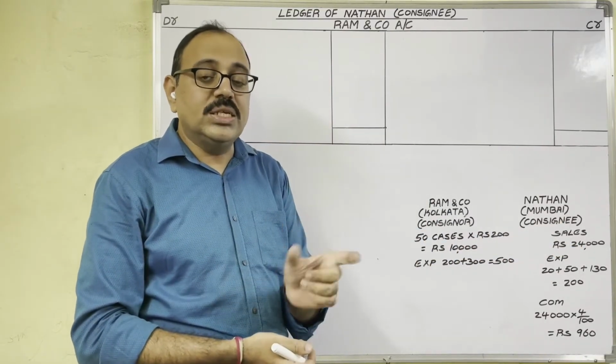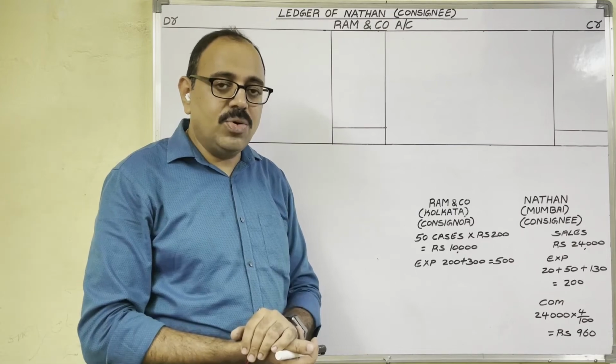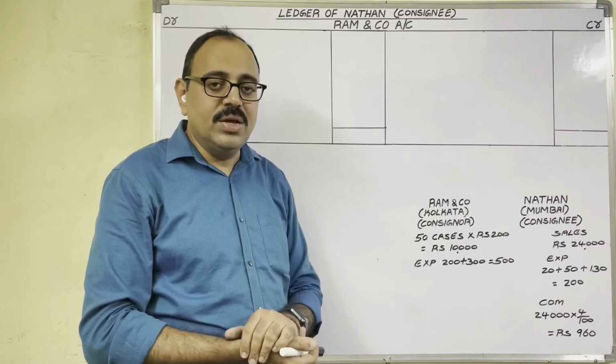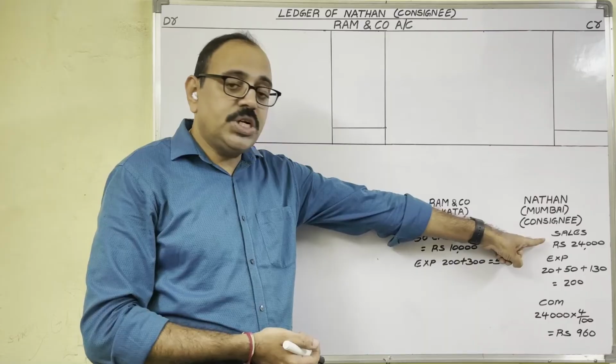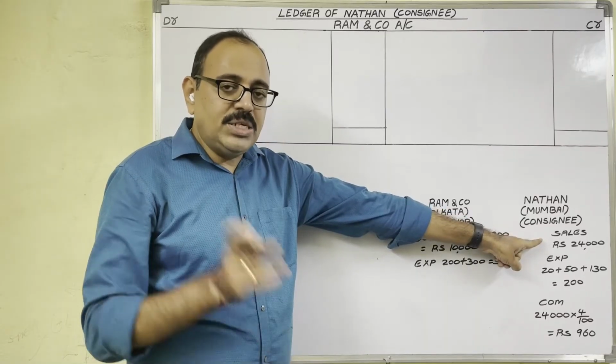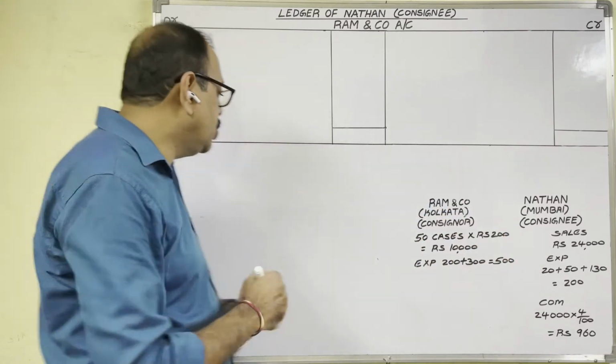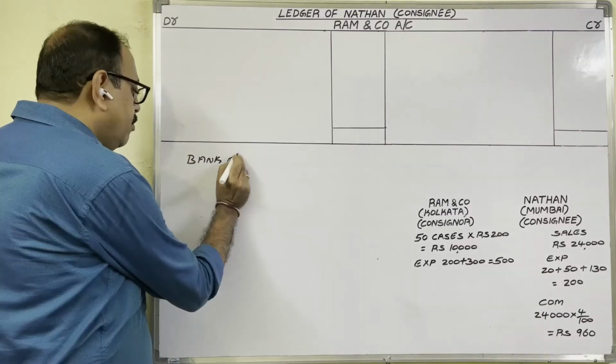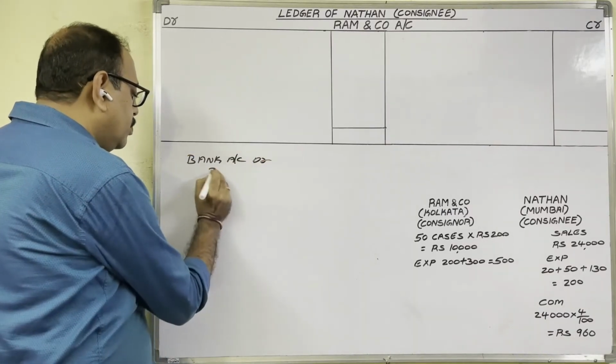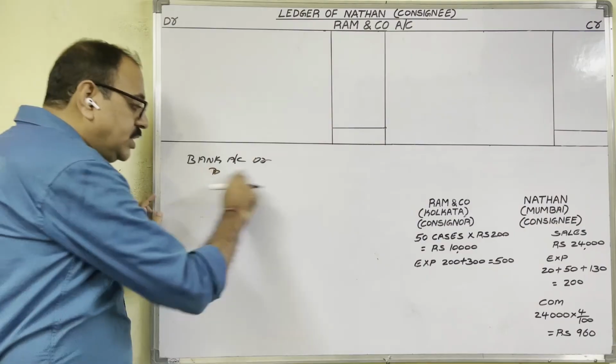Bank account is a personal account. Personal account rule: debit the receiver, credit the giver. So money is directly deposited into the consignee's bank account, which means the bank is the receiver. Therefore, we should debit the bank account. Bank account debtor to. Don't write sales account.